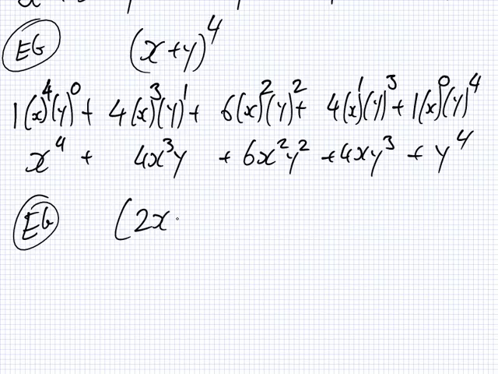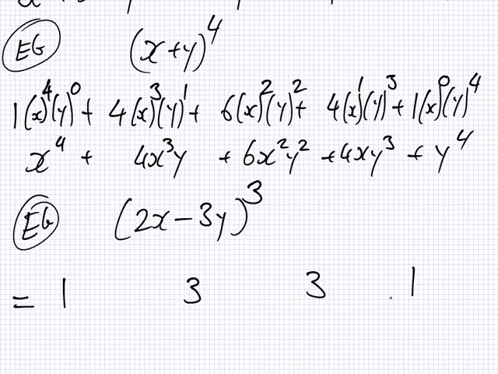We'll say (2x minus 3y) cubed. So what numbers are in row 3? 1, 3, 3, and 1. Now just be careful, this time it's 2x.